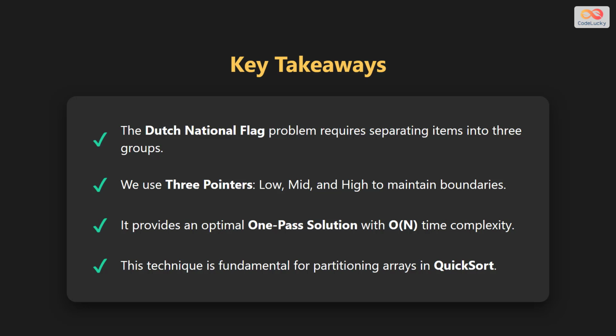To summarize, the Dutch national flag problem is an excellent exercise in array partitioning. By using 3 pointers, we can segregate elements into 3 groups efficiently. This same logic is actually the foundation for the partition step in the QuickSort algorithm.